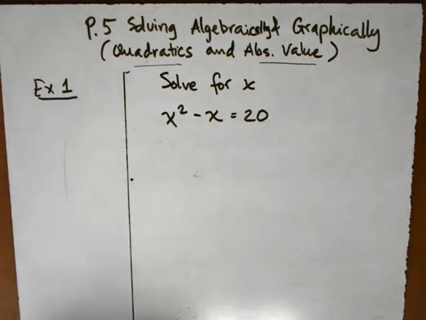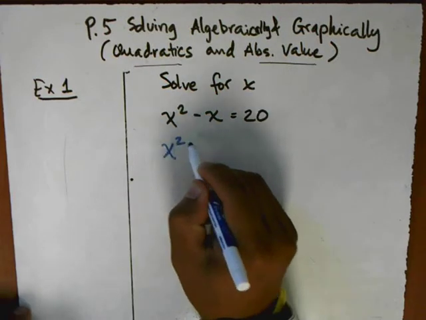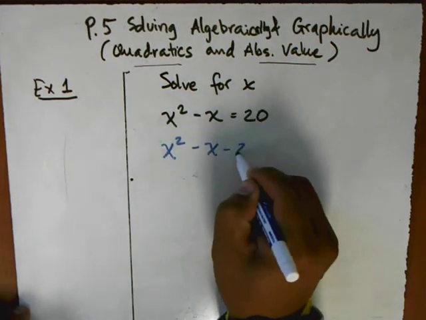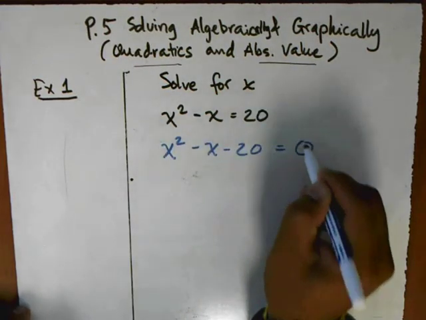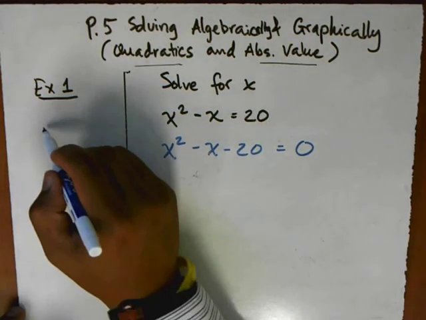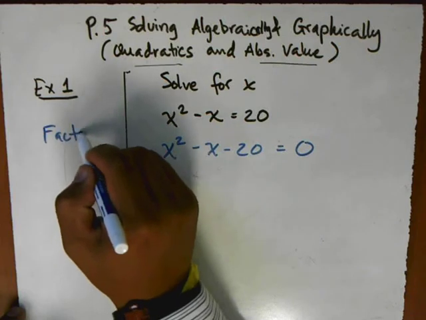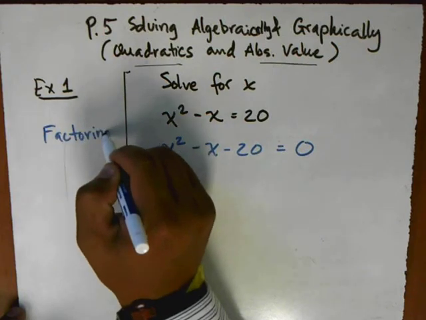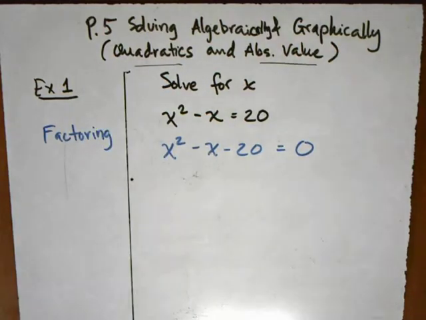So the first one here, when we're solving for x, it says x squared minus x equals 20. The first thing that I'm going to do here is subtract 20 from both sides, and that will give me x squared minus x minus 20 equals 0. And I will try factoring this if it's possible at all, and I believe it is.